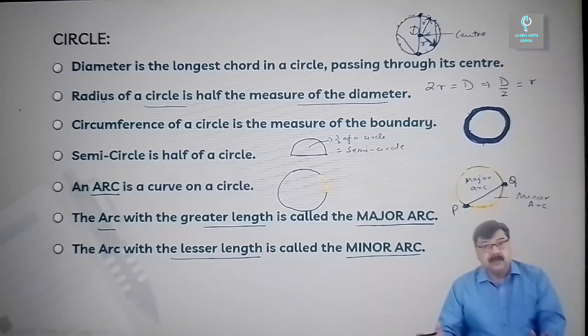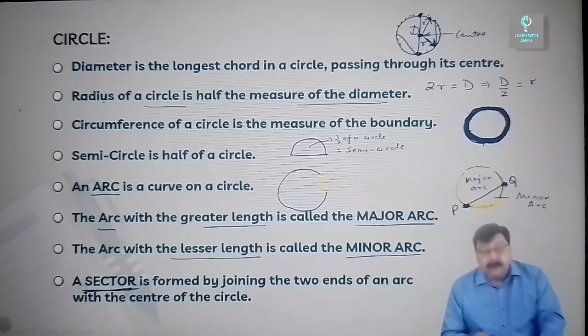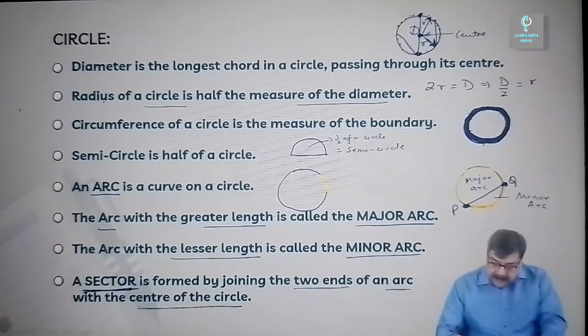Major, large. Minor, small. A sector is formed by joining the 2 ends of an arc with the center of the circle. Let us say here this is an arc here. If we join this arc with the center, this part here becomes the sector of the circle.